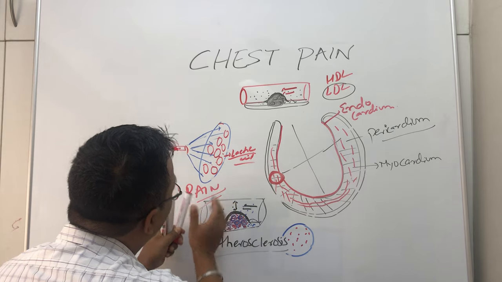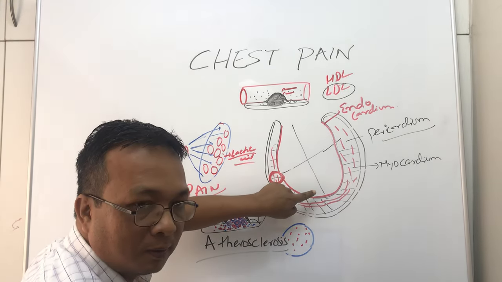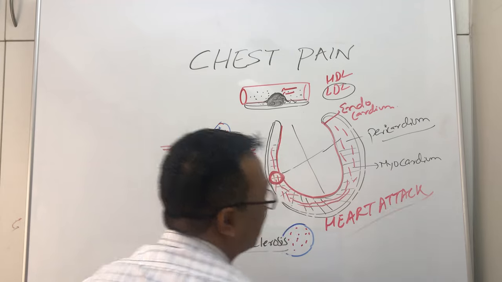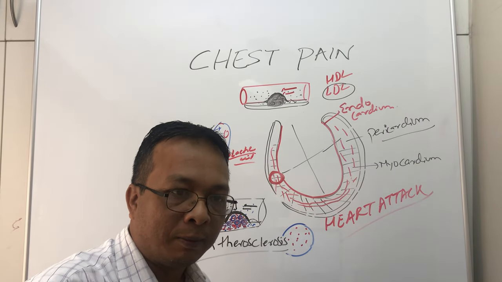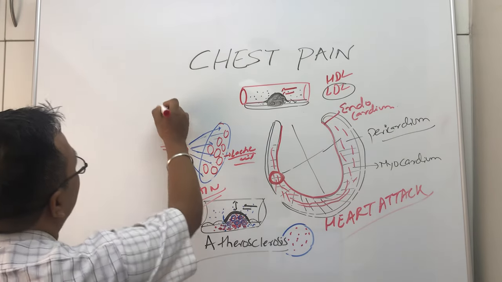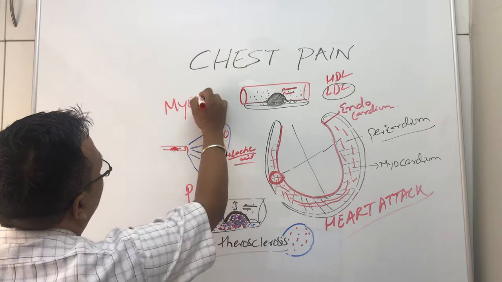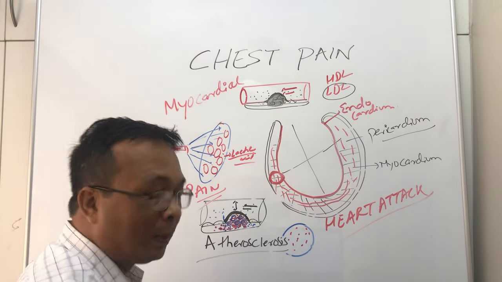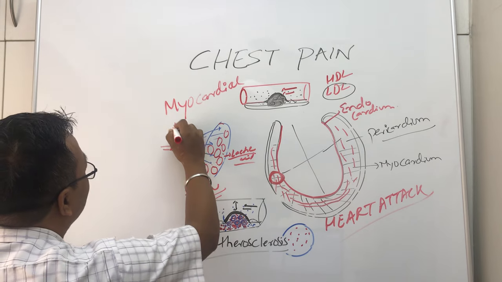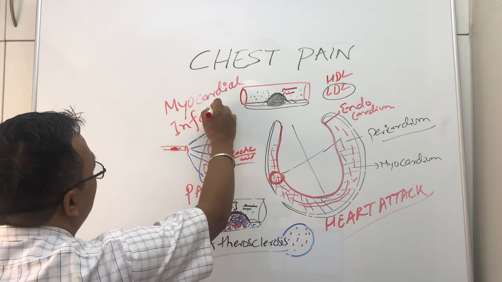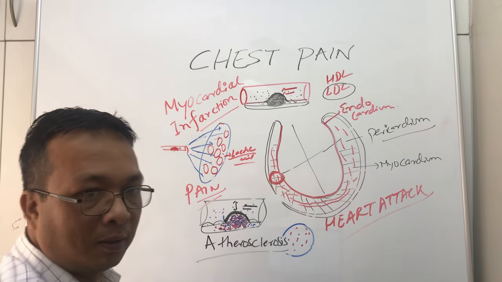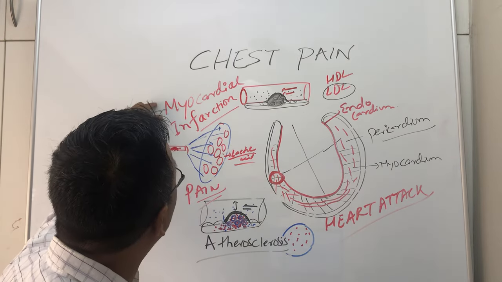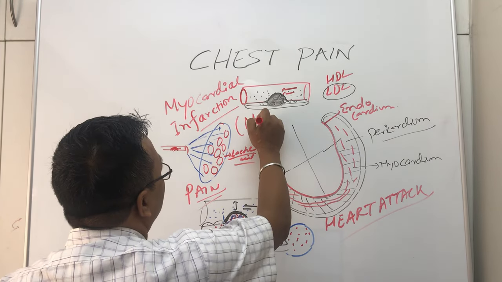So when there is pain because of obstructed blood vessels, we call that a heart attack. Laypeople call it a heart attack, but health professionals call it myocardial. This portion of the myocardium is not getting enough blood supply; when there is a blockage and not enough blood supply, we call it an infarction. So we don't say heart attack. Heart attack is the term used by patients. We say myocardial infarction, or simply MI.